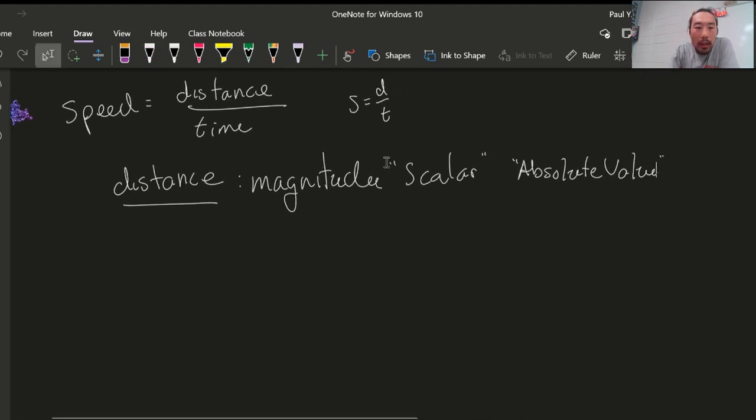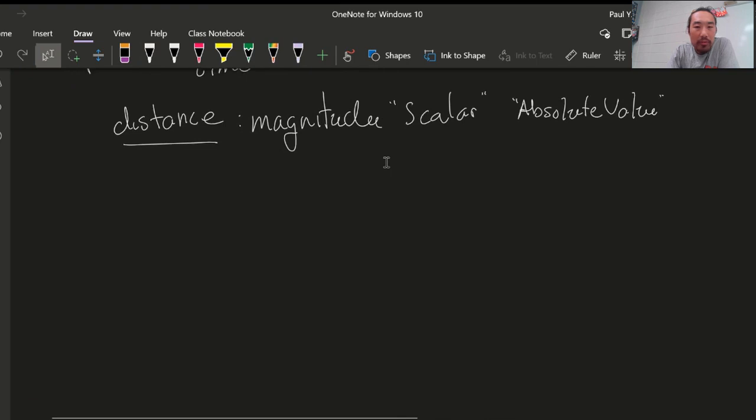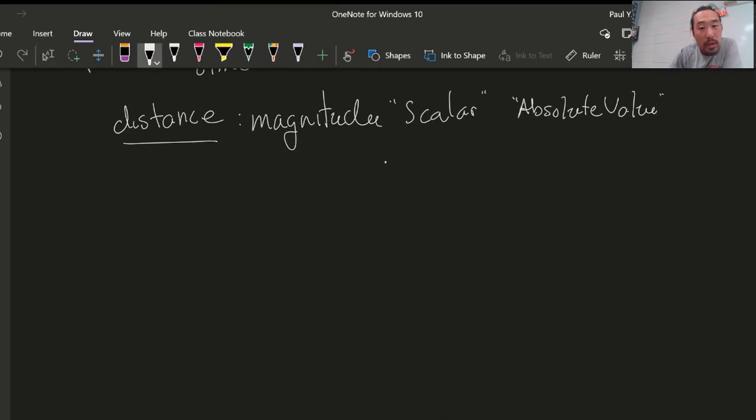So let's go into an example of distance, where the idea of the absolute value will come into play. Let's start off here at position A. You travel to the right, let's say 10 meters. By the way, the units for distance will always be lowercase m for meters. We go to the right 10 meters and end at position B. So the distance for this first part of the trip would be 10 meters.